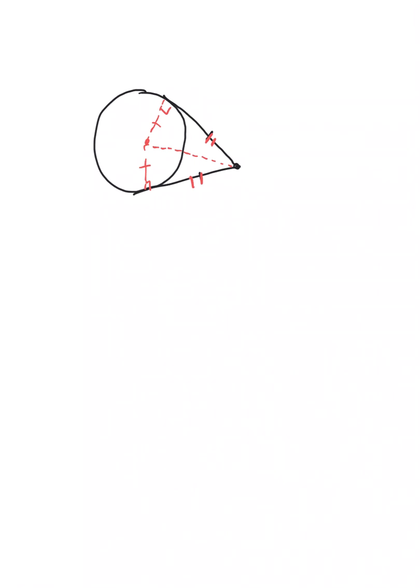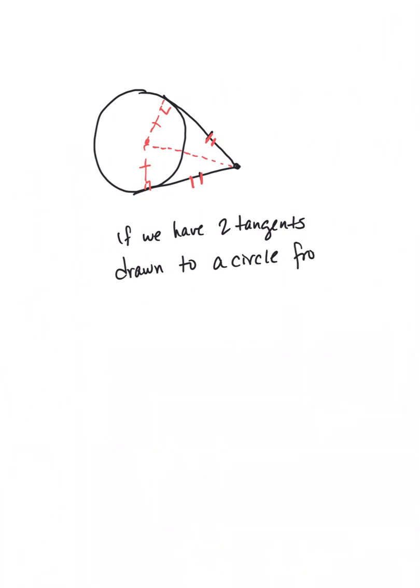Okay, so the theorem is that if you have two tangents drawn to a circle from the same external point, then those tangents are congruent.